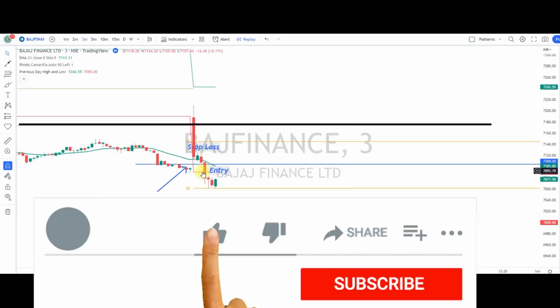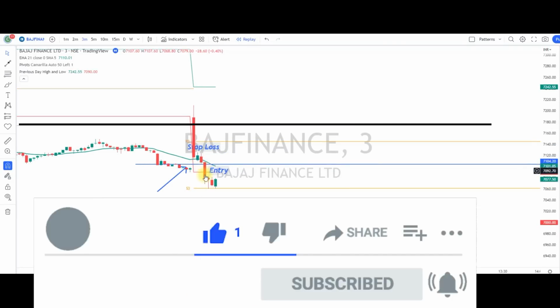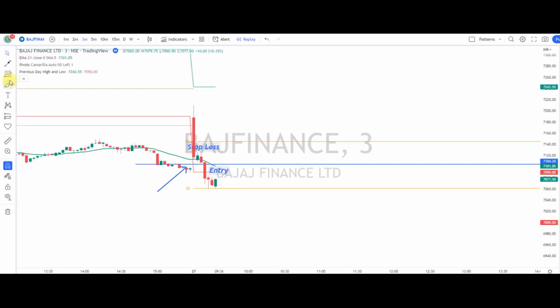After we enter into the trade, we can see that the subsequent red candle broke the previous day low. Also, we can keep our target as S3. As S3 is nearby, we can keep our target as S3. We are not sure how the market will move, so we can always book our profit at S3. We'll see how the price is behaving.